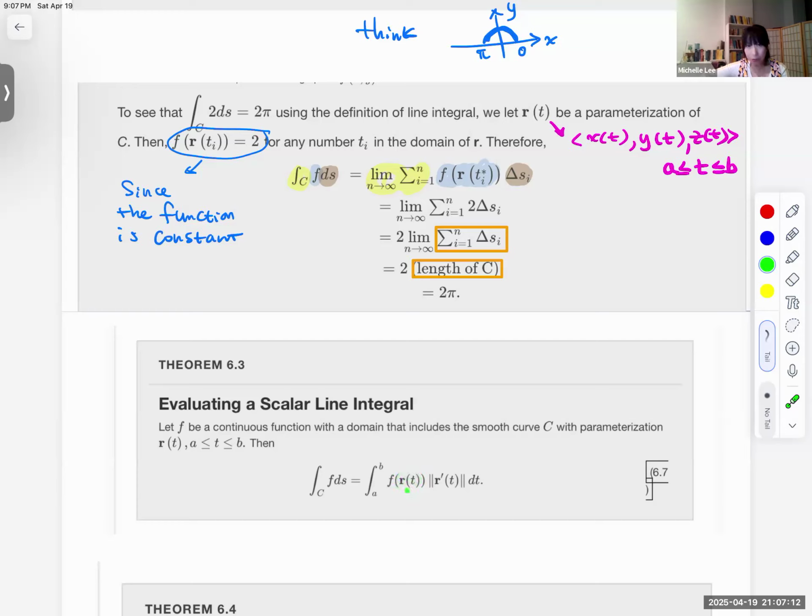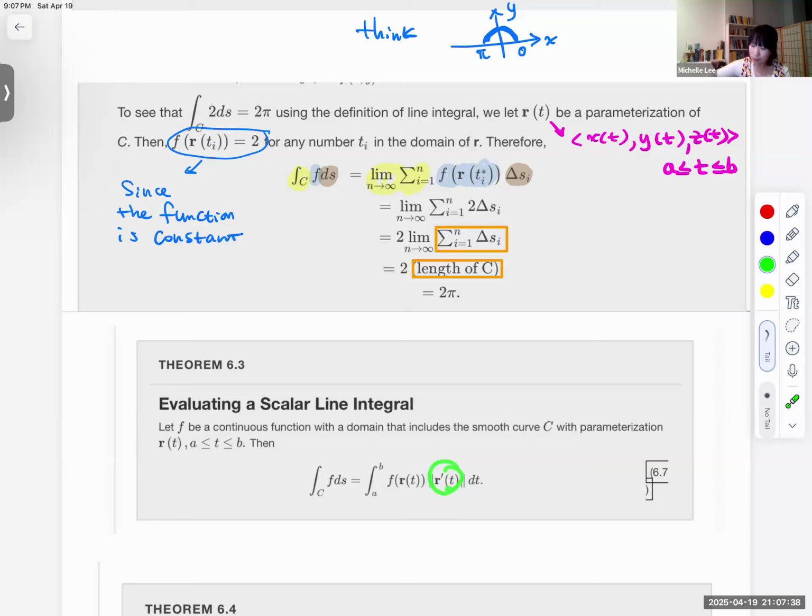So f of r of t and the magnitude of the derivative of r of t. And then we change that dt, right? Can you see that from ds? All right. Then we have an experience, right? From chapter 3. What is this?